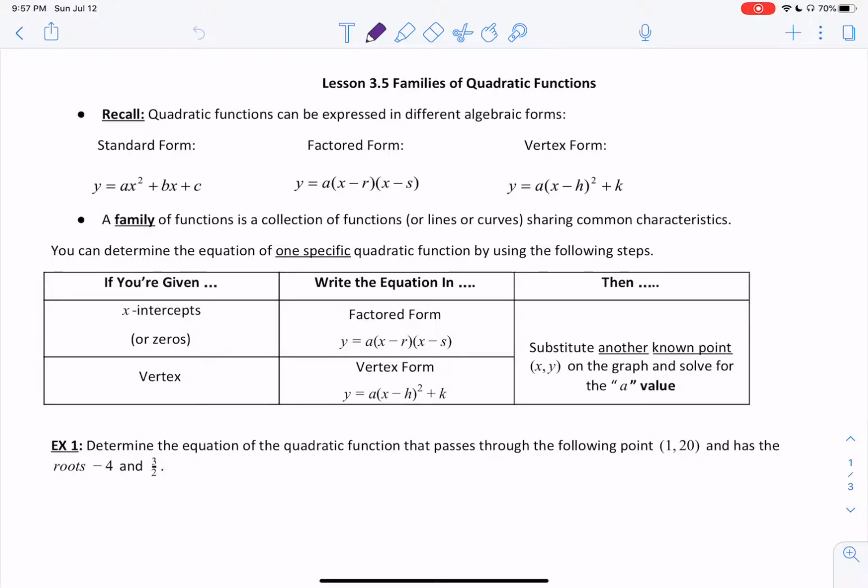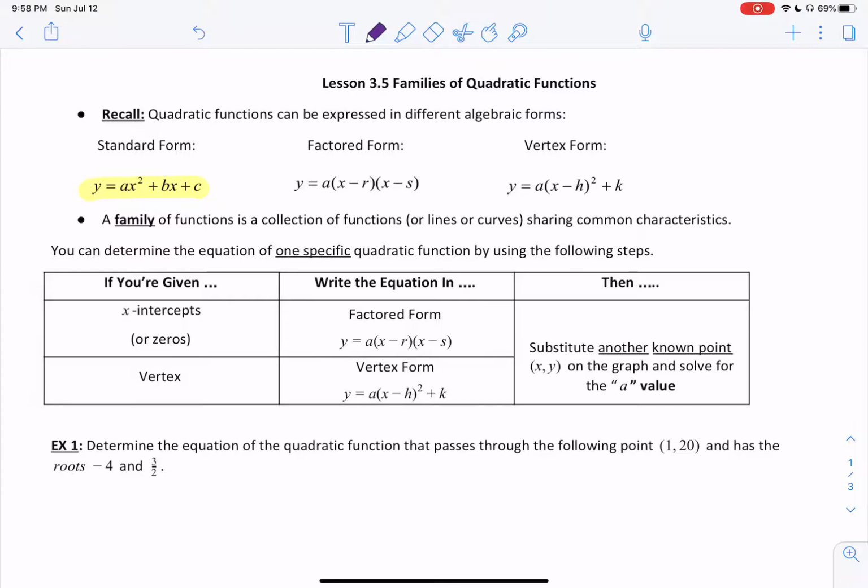For this lesson, we're going to be continuing to look at the families of quadratic functions. So if you remember from grade 10, a quadratic can be expressed in three different algebraic forms. First, we have standard form, which is y equals ax squared plus bx plus c.